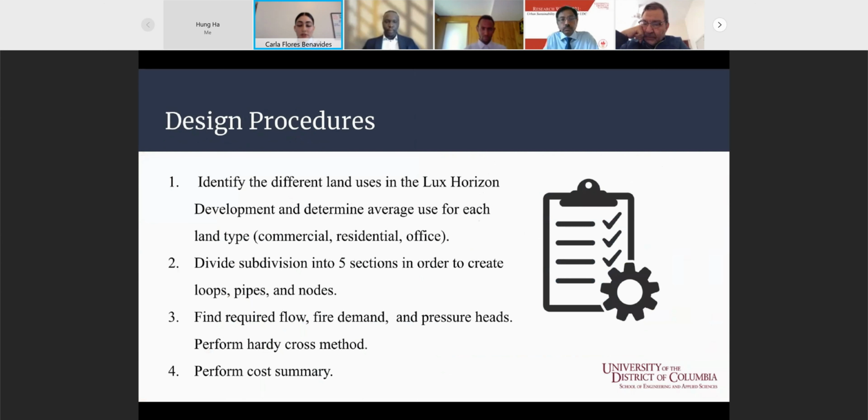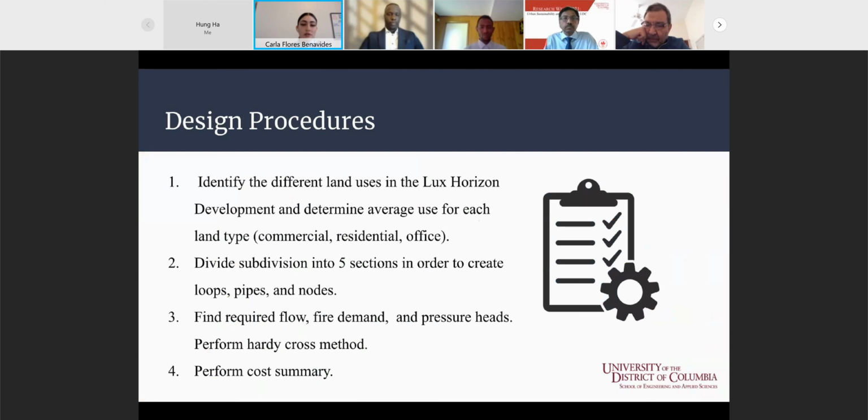The design procedures of this section can be summarized into four major steps. The first one being identifying the different land uses in the Lux Horizon development. In our case, we have commercial, residential, and office, and then determining the average use for each of these land types. The water demands that I used were retrieved from the Washington Suburban Sanitary Commission manual.